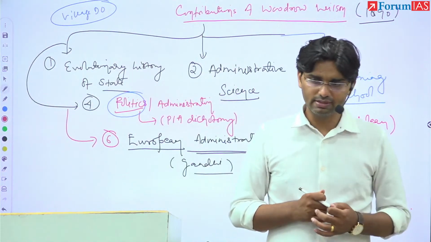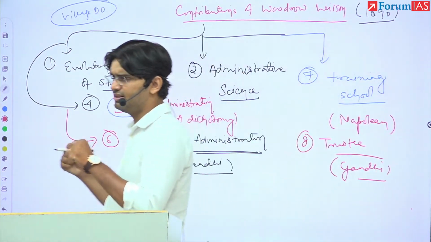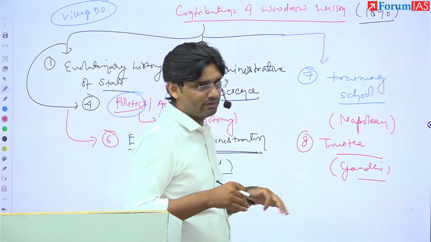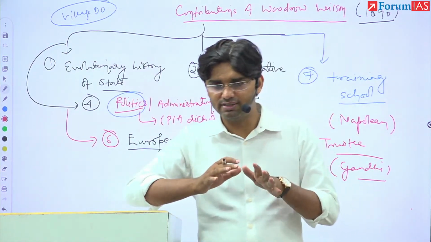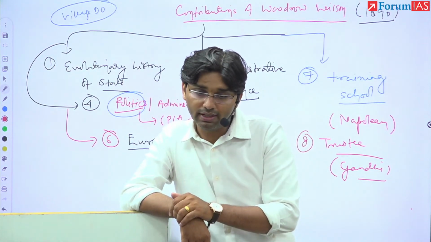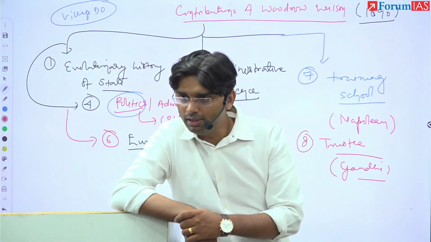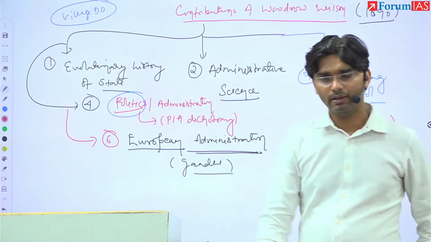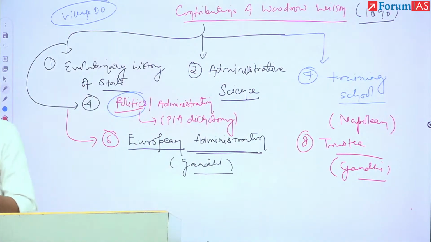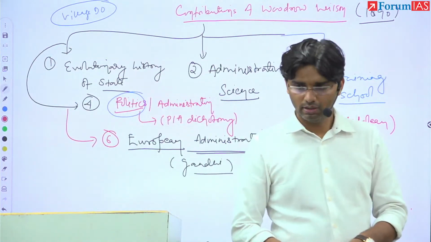Then Woodrow Wilson says that government or administration simply means one thing, that is government in action. Government in action simply means implementation. And from here came a new branch of public administration, that is called public policy. In public policy, most of our focus is basically on policy implementation, right?